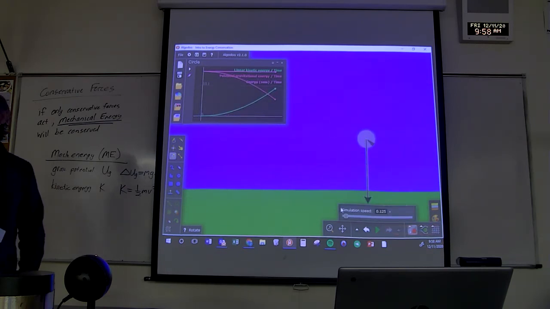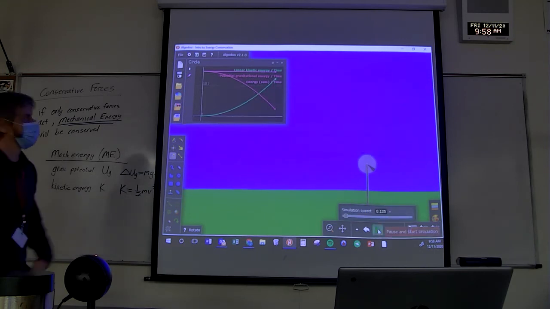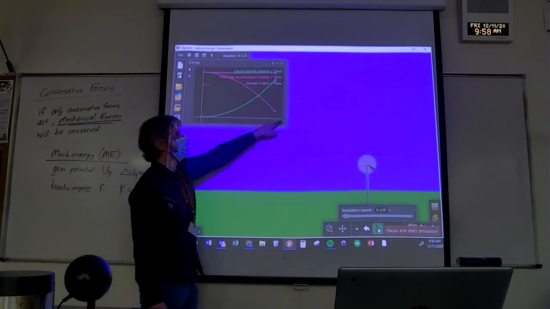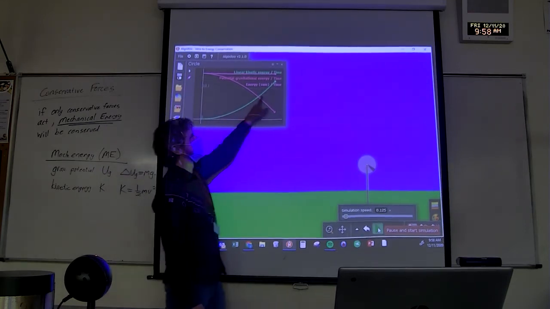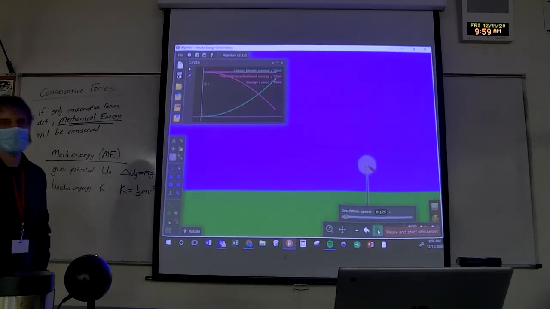Halfway down, half of it's kinetic, half of it's potential. As it gets lower to the ground, it's more kinetic than potential, right? Potential started out as a maximum. It's about to be 0. Kinetic energy started at 0. It's about to be a maximum. Total energy has stayed the same.